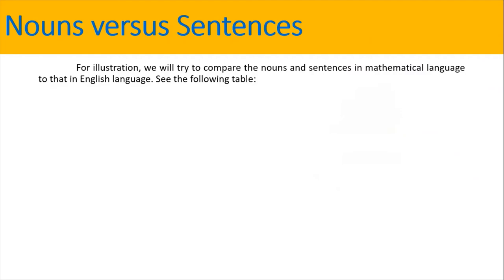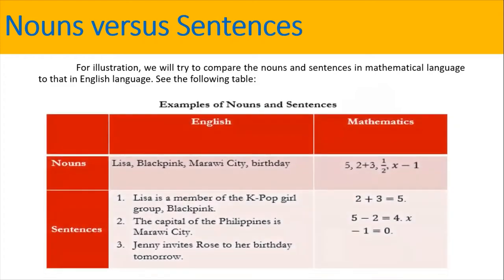For illustration, we will try to compare the nouns and sentences in mathematical language to that in English language. See the following table. So we have the examples of nouns and sentences. For the English, we have the nouns Lisa, Blackpink, Marawi City, and birthday. And then we also have nouns for mathematics, which are the following: 5, 2 plus 3, 1/2, x minus 1.